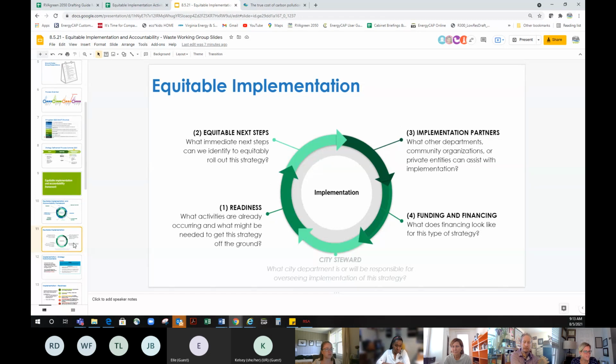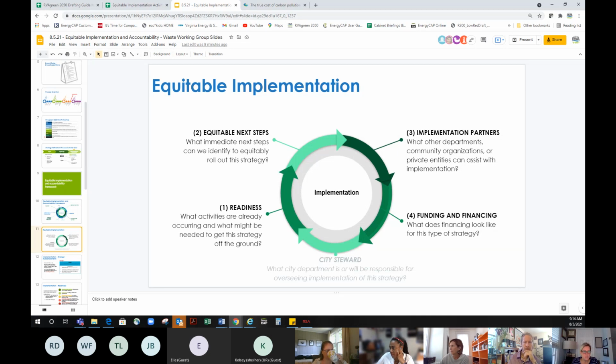So a little more specifically, you can see the definitions here. The readiness is really just the status: what activities are already occurring and what might be needed to get the strategy off the ground. The equitable next steps are those things that we want to be considering when we think about immediate next steps to equitably roll out the strategy. We are not developing the entire implementation plan for every single strategy. You guys are the ones who developed these strategies. So as we hand them off to whoever, we want to make sure that we're giving them what they need to hit the ground running and be successful. So thinking about those first next steps is what that's all about.